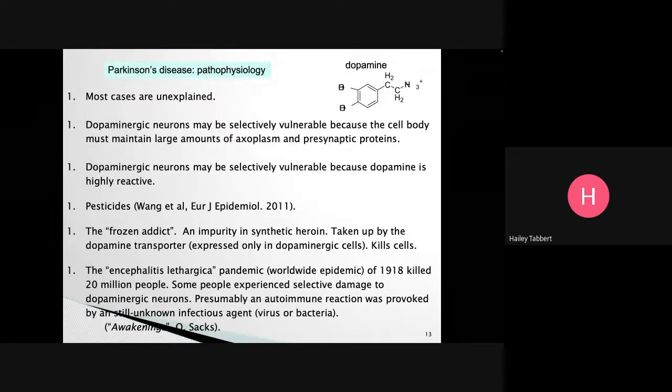And then another is encephalitis. So in 1918, there was a worldwide pandemic of encephalitis, and it killed about 20 million people. And people who survived did experience selective damage to the dopaminergic neurons. They think that presumably some type of autoimmune reaction was provoked as a response to the encephalitis, but it's really unknown. So again, there's some genetic factors, some environmental factors. No one's really sure the exact cause, and it can be different for everyone.